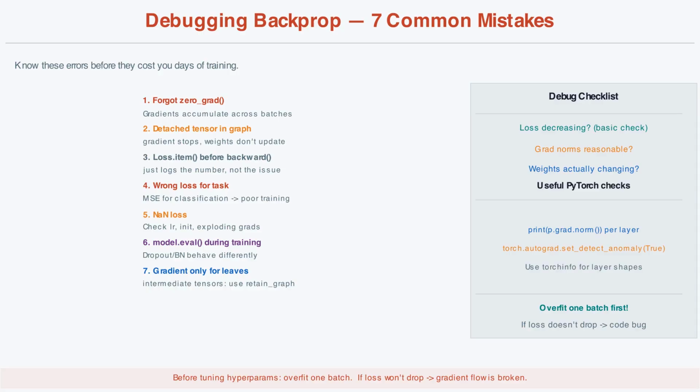If you use model.eval during training instead of model.train, batch normalization and dropout behave differently, a subtle bug that can silently hurt performance. The golden rule of debugging neural networks: overfit a single batch first. If your loss does not drop to near 0 on one batch, your gradient flow is broken. Fix that before adding any data.